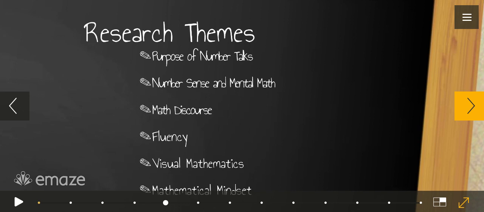Throughout math discourse, it should be the goal that all students are engaged and involved to share ideas and questions and to participate.